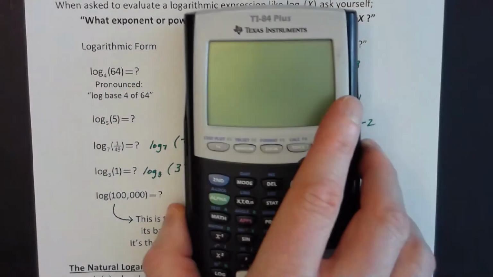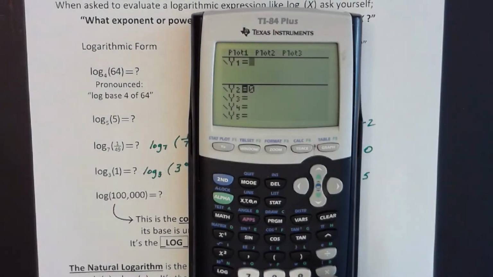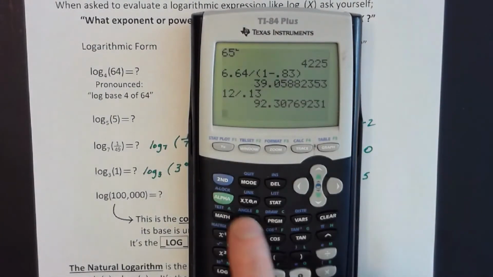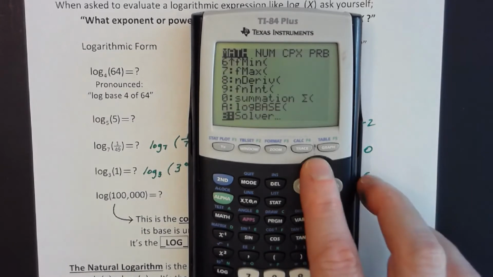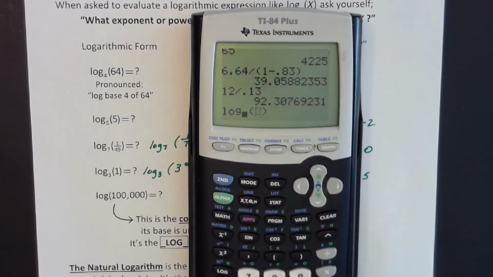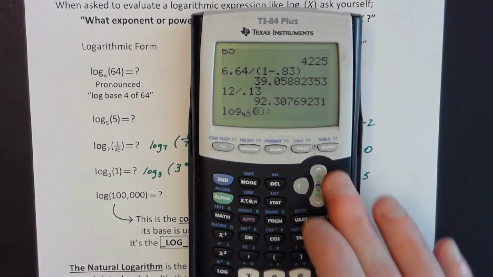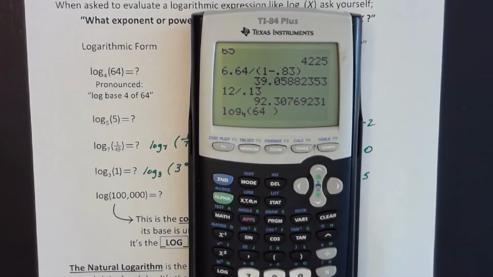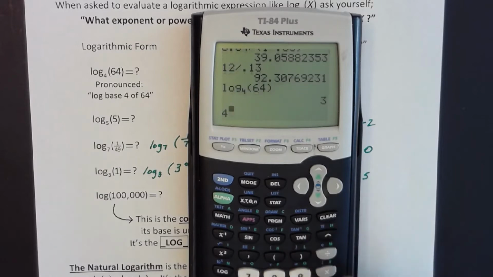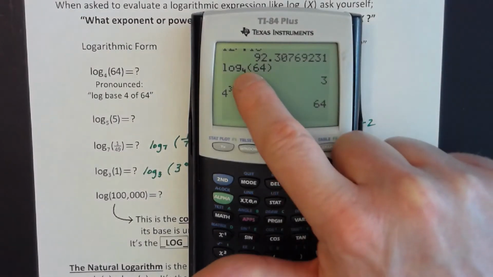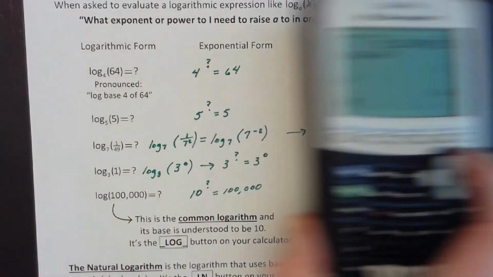Now, notice you do have a log base on your calculator as well. I'll show you that here. It's going to be math, and then it's A. So if I say log base 4 of 64, you get your 3 that we talked about. But that's merely because 4 to the third power is 64. It's asking you, what number would you have to raise the base of that log to get the number on the inside of the log?